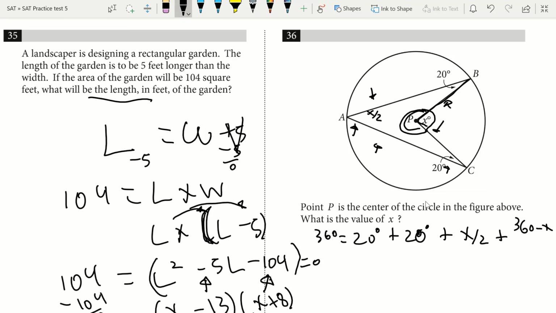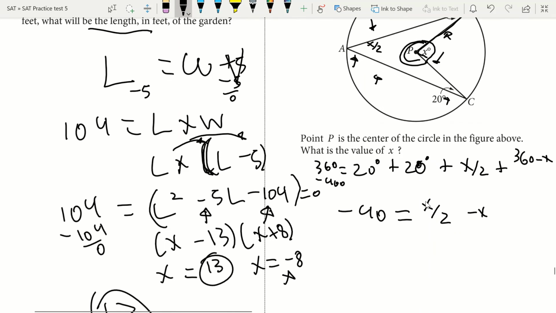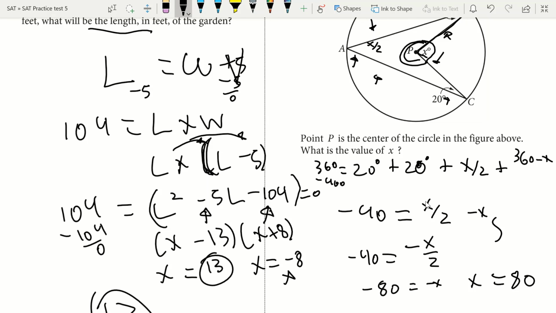I have to subtract 400 from each side. 360 minus 400 gives me negative 40, and that's going to equal my x over 2 minus x. x over 2 minus x is going to give me minus x over 2, so I have minus x over 2 equals negative 40. Multiply each side by 2, and I get negative 80 equals negative x, which means when I divide each side by negative 1, I'm going to get x is equal to 80. So my answer is going to be 80 there.